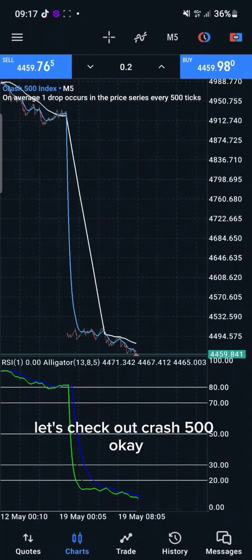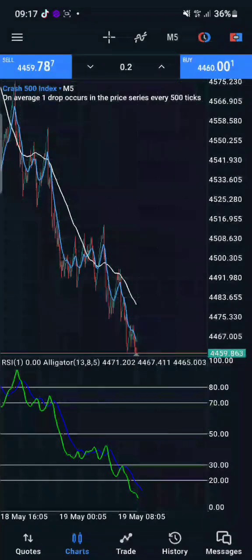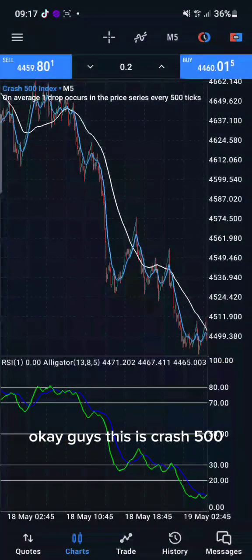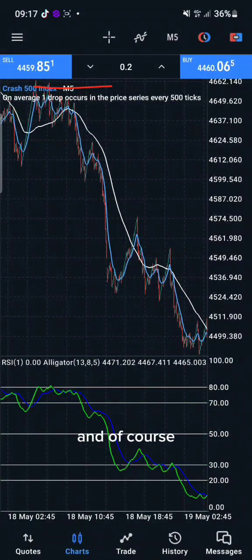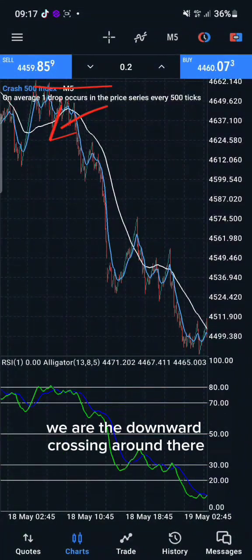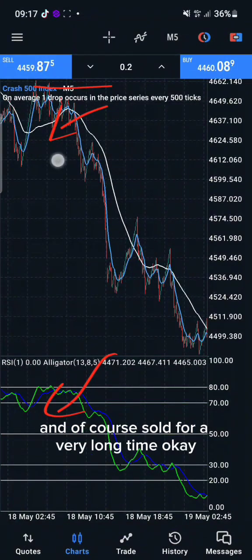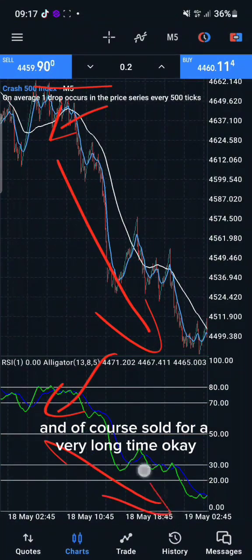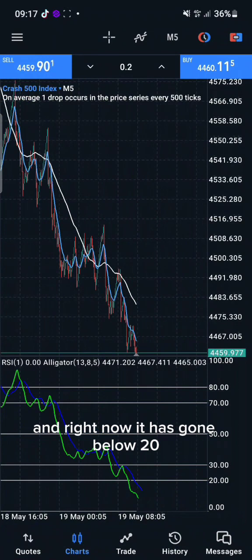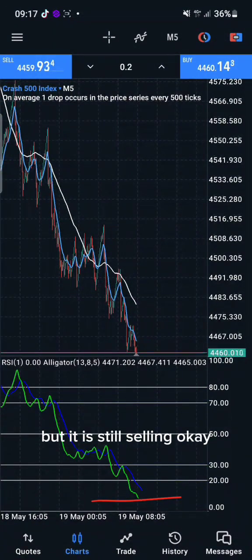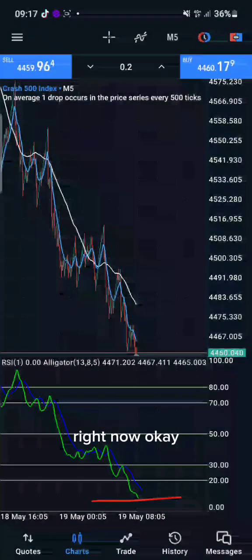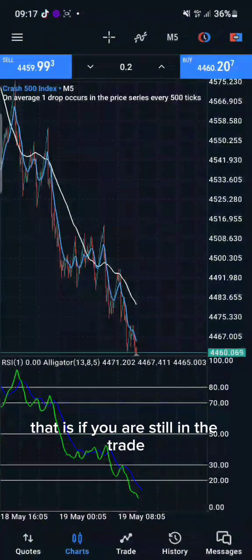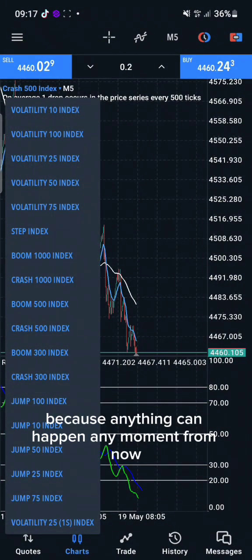Let's check out Crash 500. Okay guys, this is Crash 500. It has been on a downtrend right from the resistance zone around here, and of course we had the downward crossing around there, which also happened around there, and of course it sold for a very long time. Right now it has gone below 20, but it is still selling. But you should be locking up about 80% of your profit right now, that is if you are still in the trade, because anything can happen any moment from now.